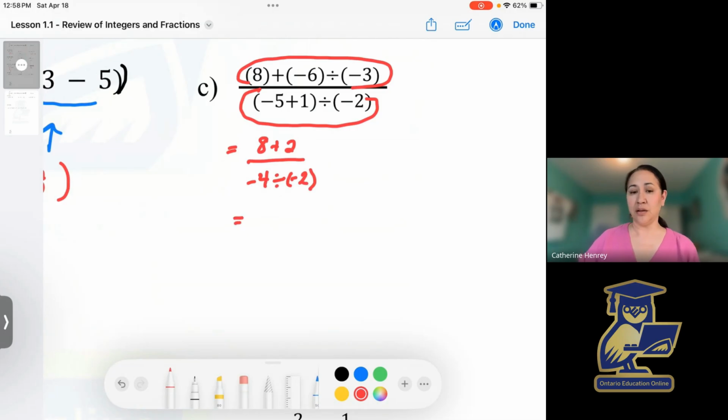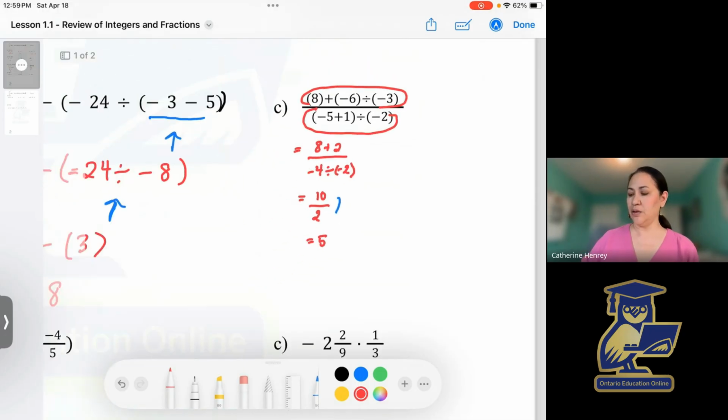Again, simplifying in the numerator, 8 plus 2 is 10. And in the denominator, we have -4 divided by -2. 2 negative signs becomes a positive. So 4 divided by 2 is 2. And then finally, we simplify from top to bottom. So 10 divided by 2 is 5.